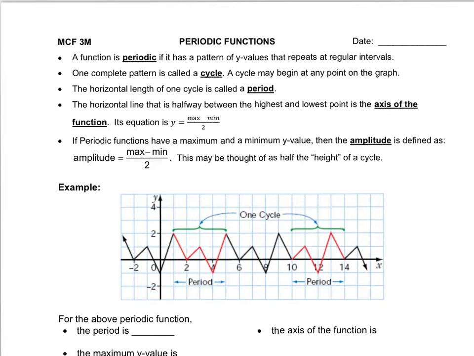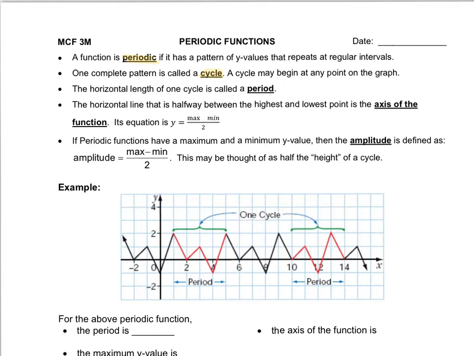We're going to start with the fact that a function is periodic if it has a pattern of y values that repeats at regular intervals. So you've got like that stamp, and you can take that stamp and just slide it left or right and stamp again and just get that same pattern happening over and over again. One complete pattern is called a cycle.